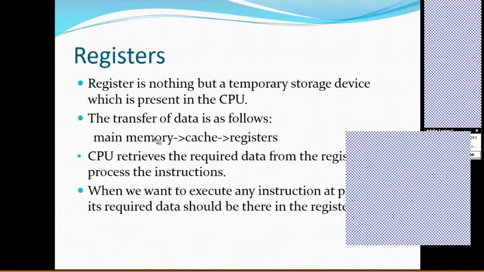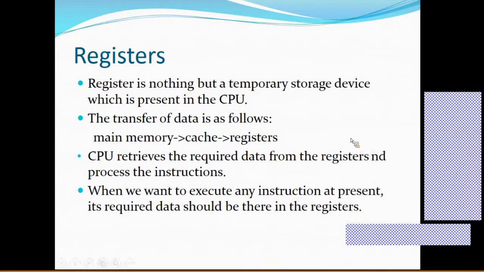Thank you. So again I am going to the first point. A register is nothing but a temporary storage device in the CPU, and the transfer of data is nothing but data being moved from one internal component to the other internal component. Don't think of it as from the keyboard to the screen or from the keyboard to the mouse or to the CPU. Internally some data is being transferred within the CPU, right? Here you can see on the screen, it goes from the memory to the cache memory to the registers. So what is cache memory? That we will come to know as we go on.